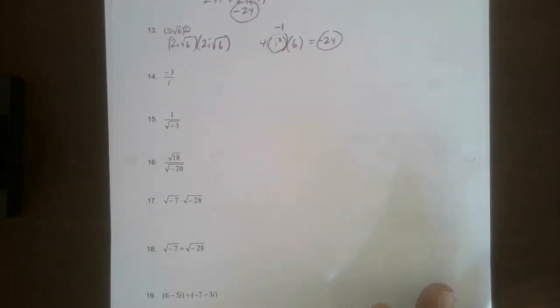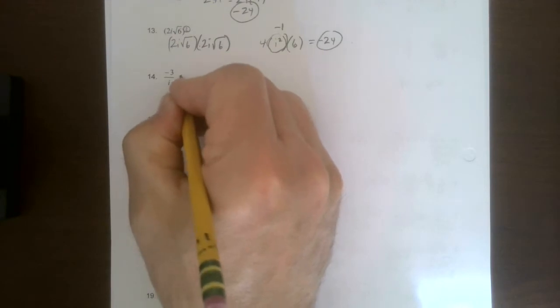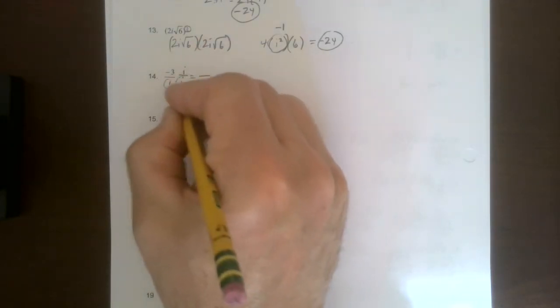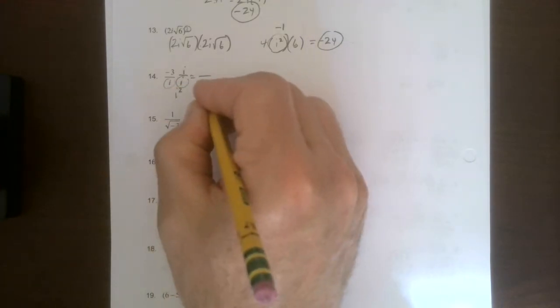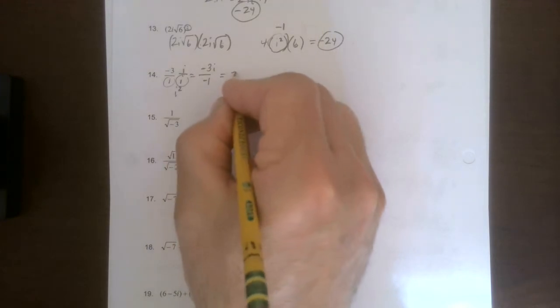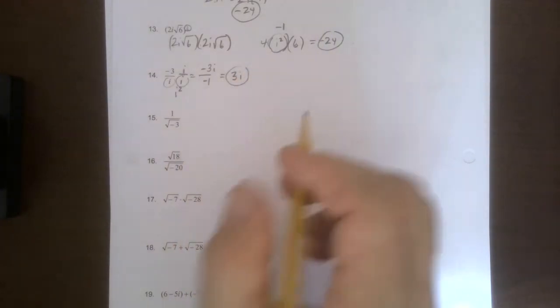Number 14, get the i out of the denominator. It's the same thing as getting a radical out of the basement. i times i is i squared, which is just negative 1. And then we get negative 3i on the top, which is just the same thing as 3i.